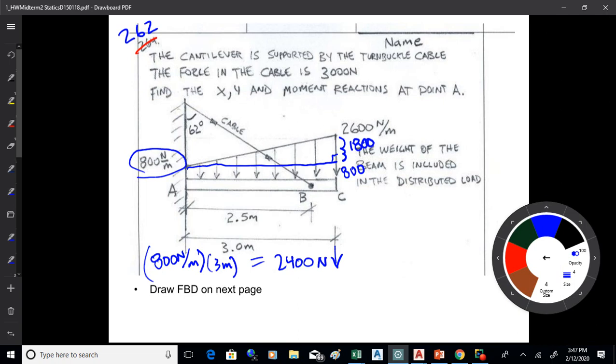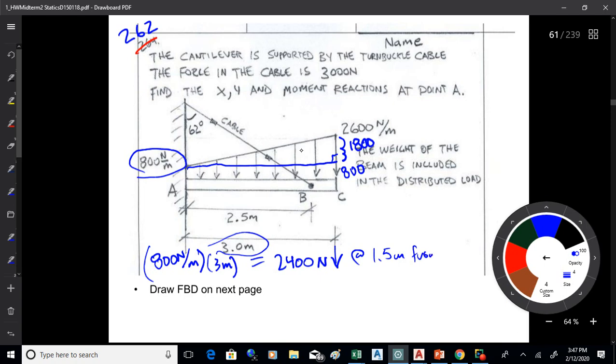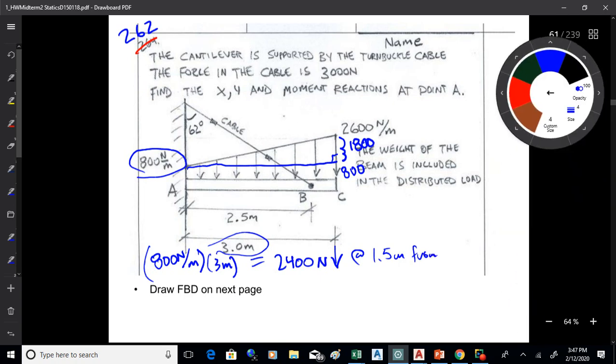And then we're going to say, well, where does that act? And where that acts is in the middle of the rectangle, and the middle of the rectangle is half of 3. So that's going to be at 1.5 meters from point A. And what I'm doing there, I'm taking 3 over 2, and I'm getting 1.5 meters. Okay.